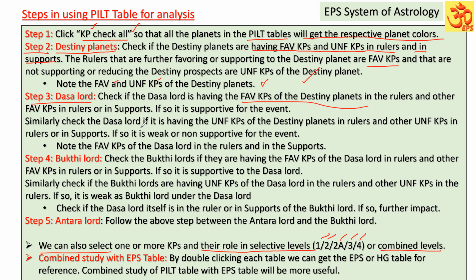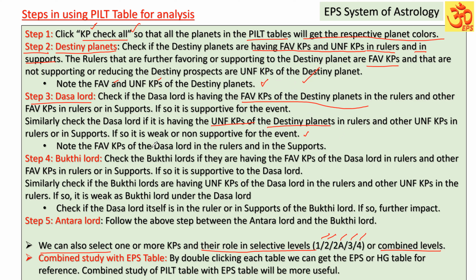Similarly, check whether the Dasa Lord also has unfavorable key planets of the destiny in its rulers, and other unfavorable key planets in rulers or supports. If so, it is weak and non-supportive for the event. It means the unfavorable key planets that make the destiny weak, if they play a role in the Dasa Lord, make the Dasa Lord weak. Similarly, if the Dasa Lord has the favorable key planets which favor the destiny, and those destiny planets are present, that Dasa Lord is more favorable. That is the concept, right?